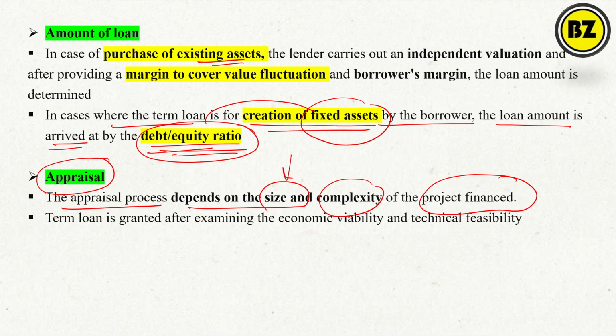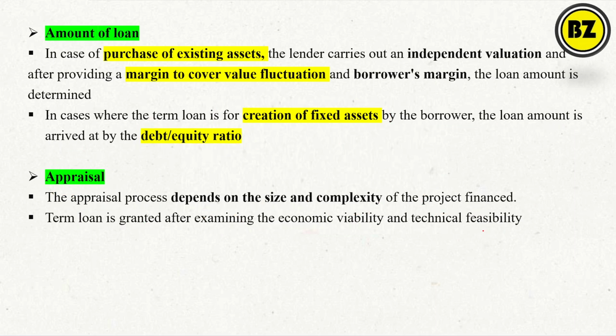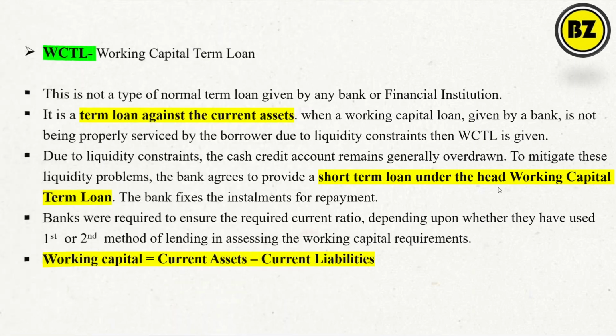For example, if you are giving a car loan, it is a very small procedure, even a branch manager can recommend and sanction. But if you are giving a loan to, for example, Ambani, Reliance Industries, it is a big proposal, and different appraisal stages are there. Okay, so a term loan is granted after examining the economic viability as well as the technical feasibility. So when we sanction the term loan, we should examine the economic viability and technical feasibility of the project. Okay, this is all about the appraisal.